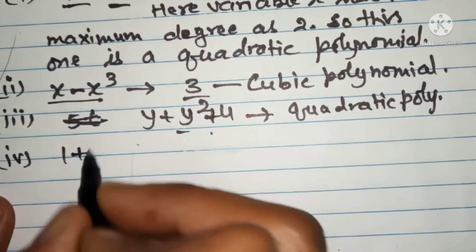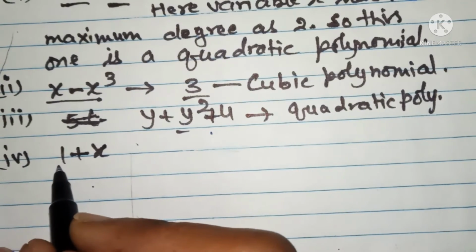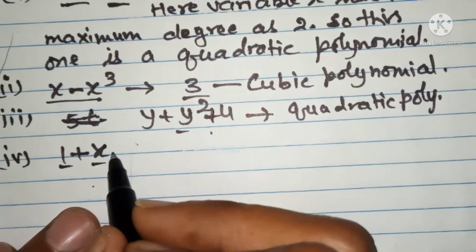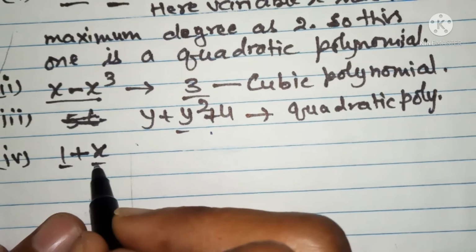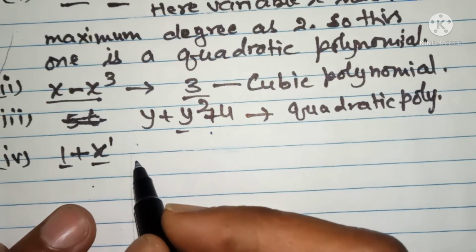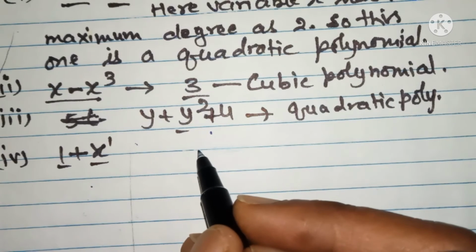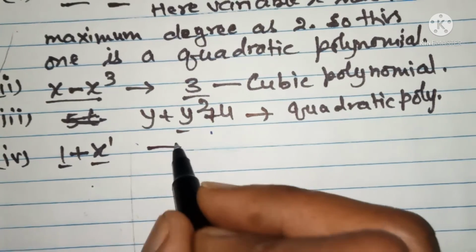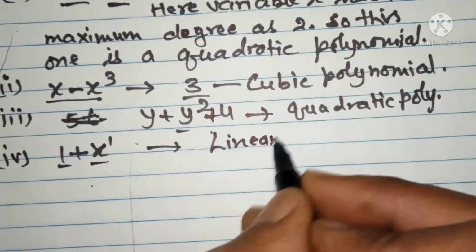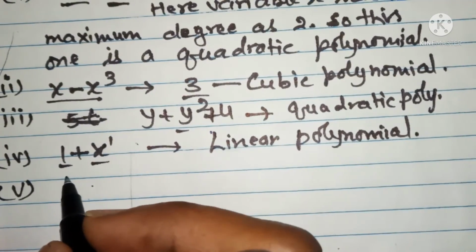Fourth part, we have 1 plus x as a polynomial. Here this polynomial has two terms, one constant and one with variable, and the variable has its maximum power as 1, and we know the polynomial in which a variable has its maximum power as 1 is called linear polynomial.